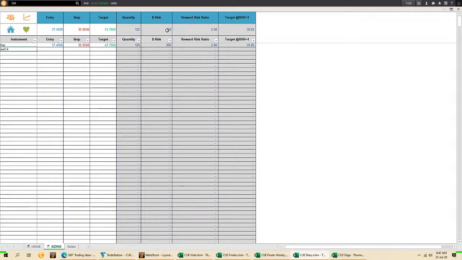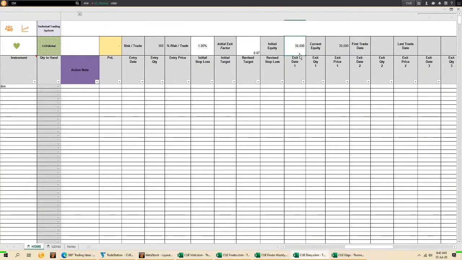Now, where did this number $300 risk and number 125 quantity come from? It is based on the initial equity for this diary. I have set the initial equity to 30,000. You may set it to whatever is your initial equity. 30,000 is not a bad number for beginning traders, because why?